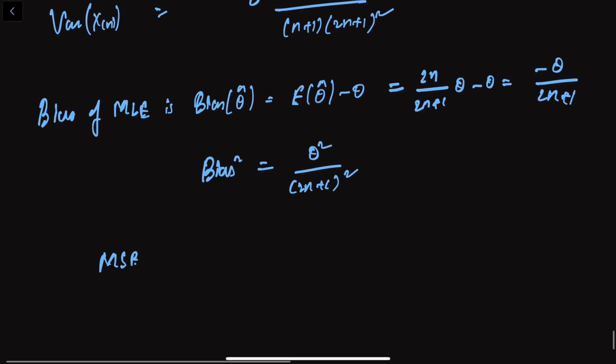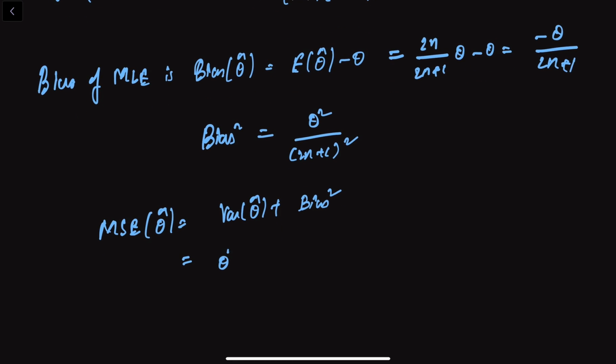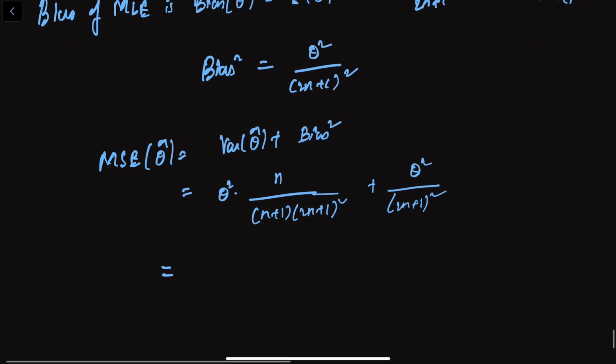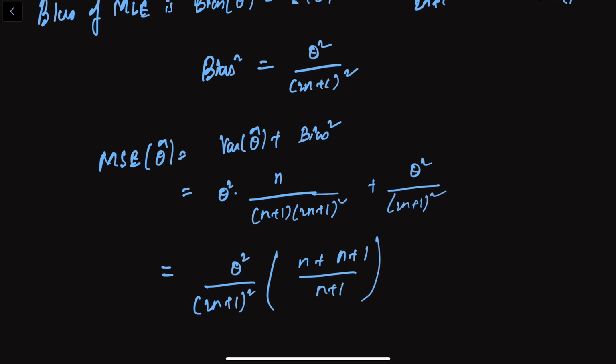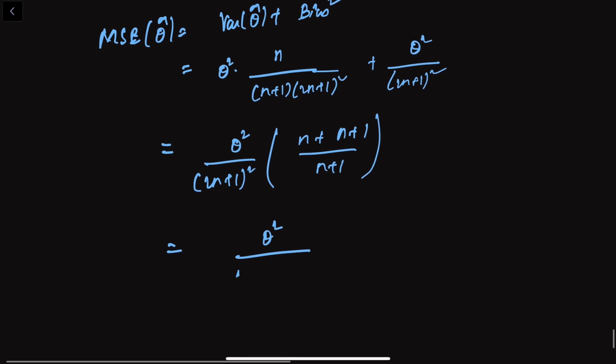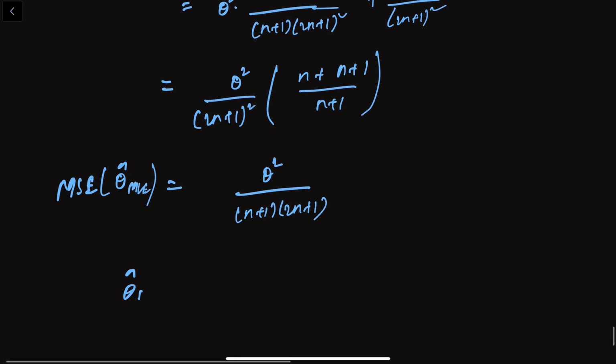The mean squared error, MSE, of theta hat will be the variance of theta hat plus the bias square. The variance of theta hat we got as theta square into n by n plus 1 into 2n plus 1 whole square, plus theta square by 2n plus 1 whole square. That is theta square by 2n plus 1 whole square times n plus 1 by n plus 1, which is nothing but theta square by n plus 1 into 2n plus 1. So that would be the MSE of theta hat MLE, where our theta hat MLE we got as the nth order statistic.